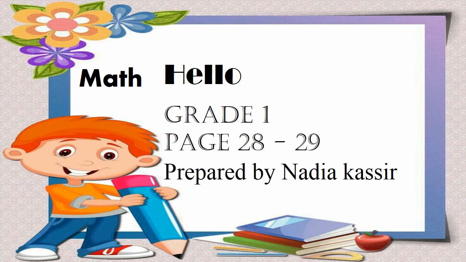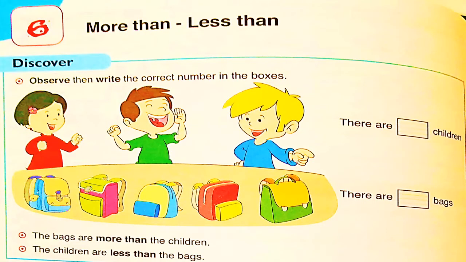Please, I want you to open on page 28. More than, less than. Observe and write the correct number in the boxes. There are children. So, how many children are there? Let's count. 1, 2, 3. So we write 3. There are 3 children.